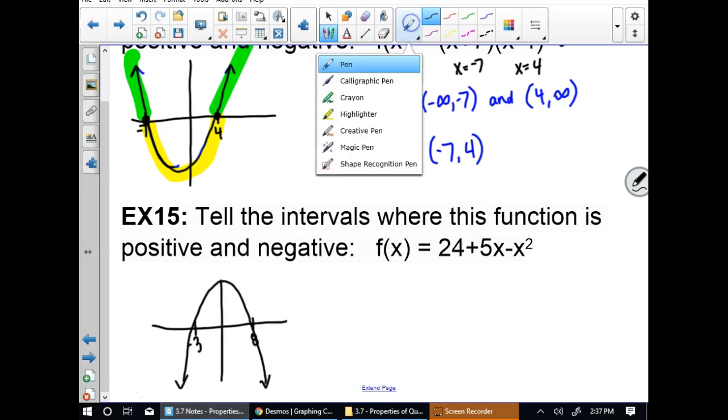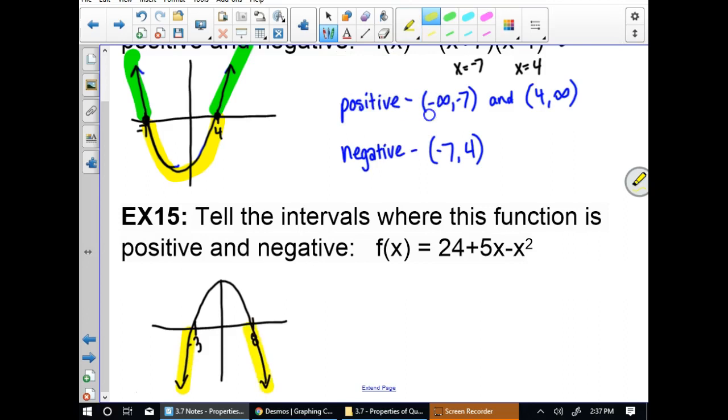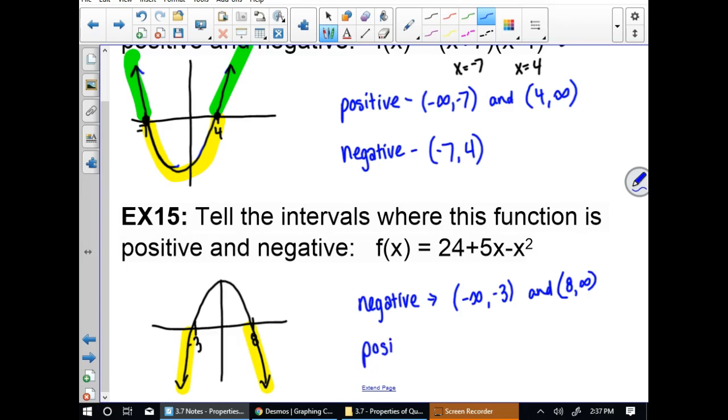So for this one, negative is right here. So negative will be from negative infinity up to negative 3, and 8 to positive infinity. For positive, the graph is positive in this middle section right here.